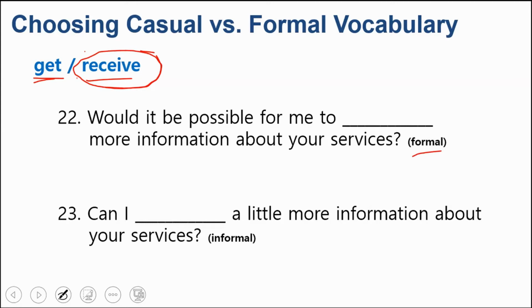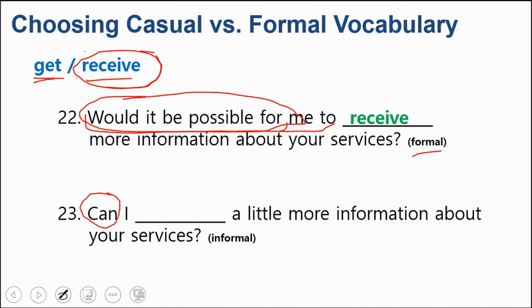So we would write, "Would it be possible for me to...", which by the way is also a very formal expression. "Would it be possible for me to receive more information about your services?" And we could reduce this formal expression to "can," right? That's informal. "Can I get a little more information about your services?" So "get" is a lot less formal than "receive."